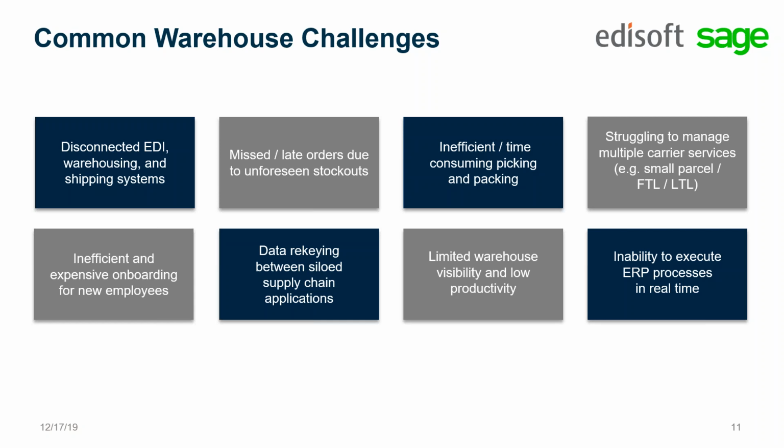Struggling to manage multiple carrier services. Well, I spoke to the fact that with e-commerce being a growing trend, people are moving more and more. The distribution or percentage distribution between small parcel versus truckload shipments is starting to reach parity, if not skewed towards e-commerce. Now that has a lot of strain on Sage 300 distributors and manufacturers to be able to efficiently pick, pack, and then ship out those goods.